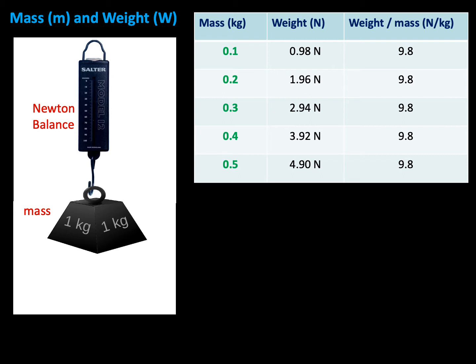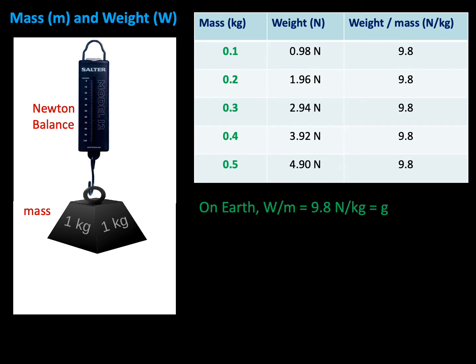As you can see, the greater the mass, the greater the weight. But interestingly, in the third column, if we divide the weight by the mass for a given body, every single time we get a constant value, 9.8 newtons per kilogram. And this constant is a feature of the Earth. In fact, it's called the gravitational field strength. On Earth, whenever we divide the weight by the mass, we always get 9.8 newtons per kilogram.